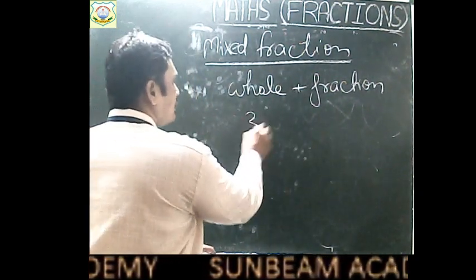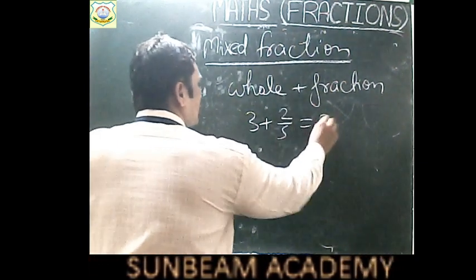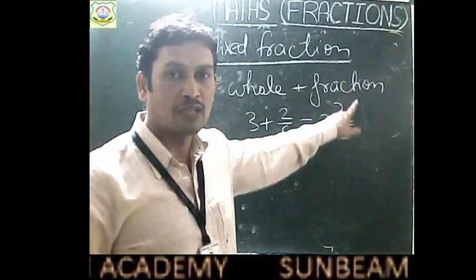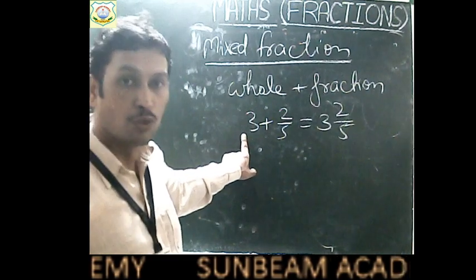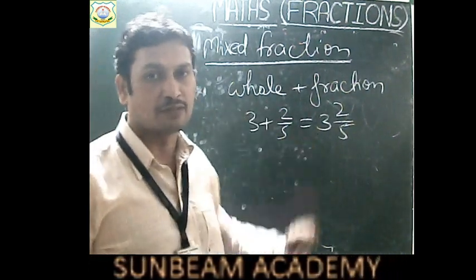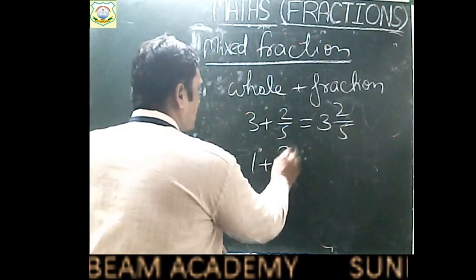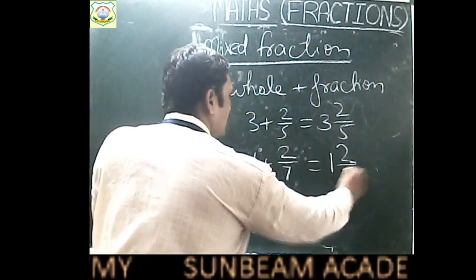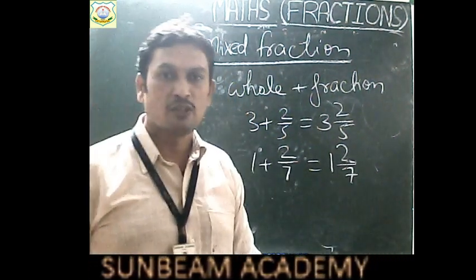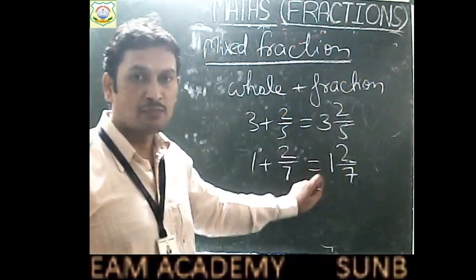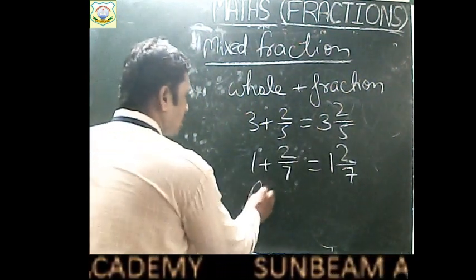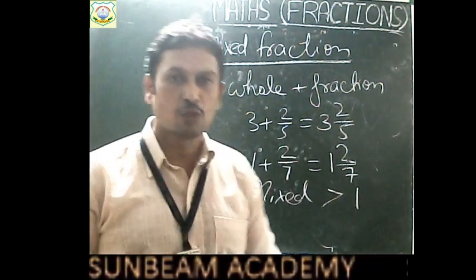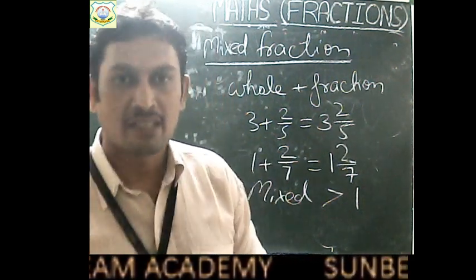For example, 3 plus 2 by 5 will be equal to 3 whole 2 by 5. We read it as 3 2 by 5, yeah, 3 whole 2 by 5. 3 whole means 3 is taken as whole. Okay? So 3 whole 2 by 5. So 1 plus 2 by 7 will be equal to 1 whole 2 by 7. Right children? So this is the way to write. So you can see all of these mixed fractions, the value of a mixed fraction is always greater than 1. Don't forget children. Mixed fractions are always greater than 1.